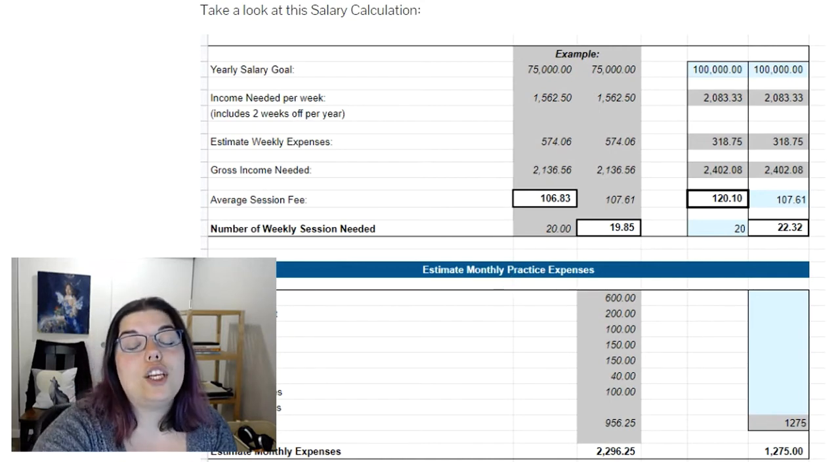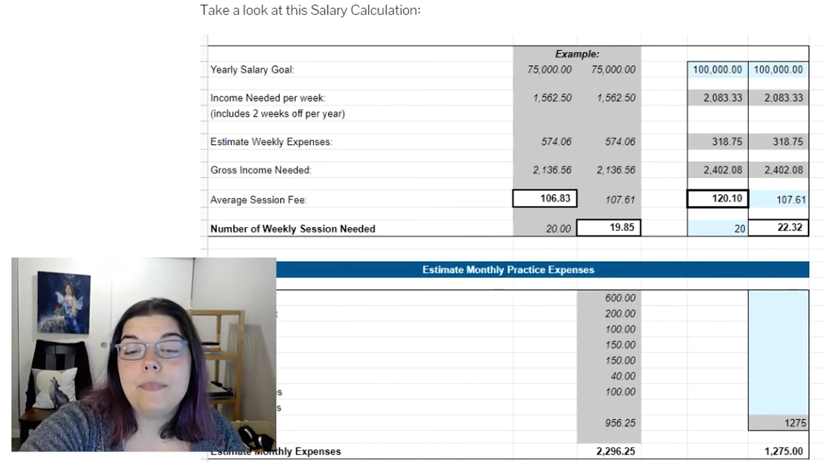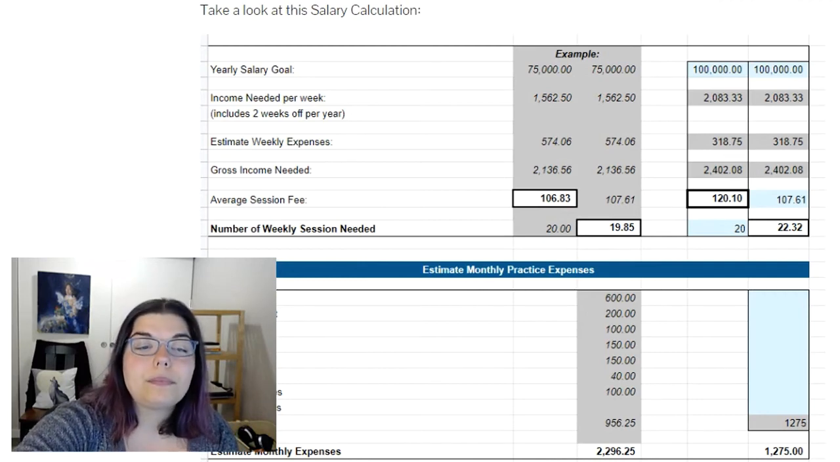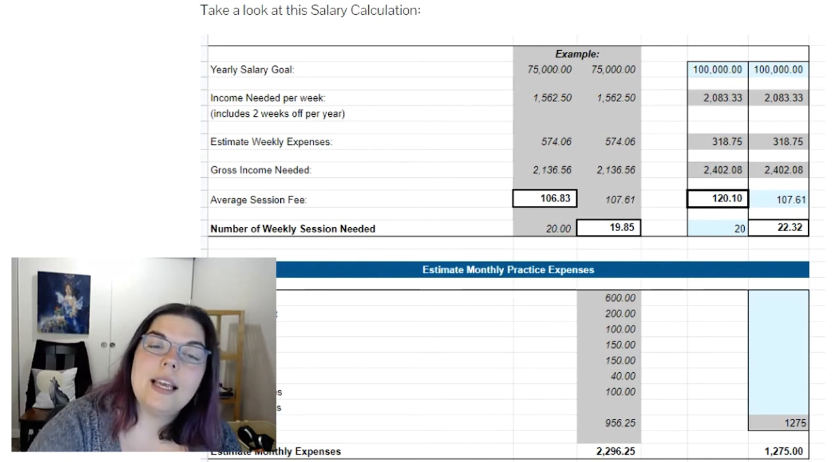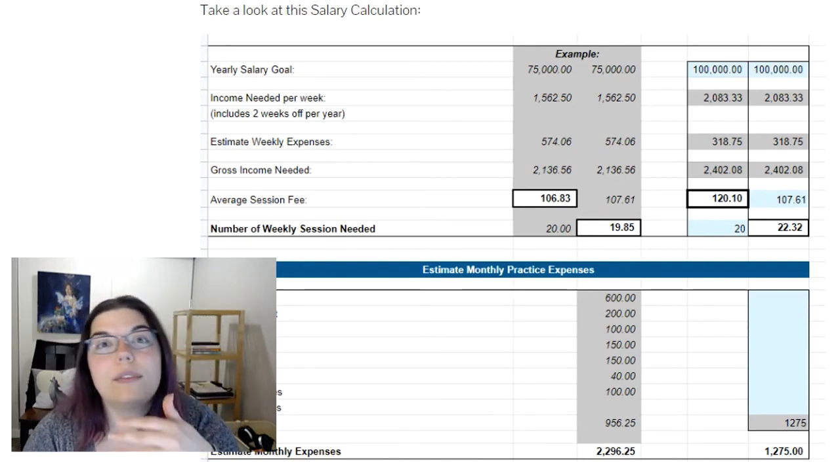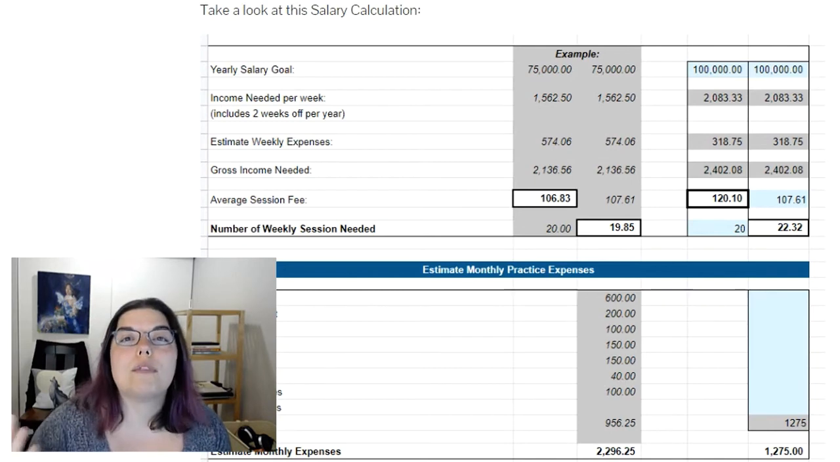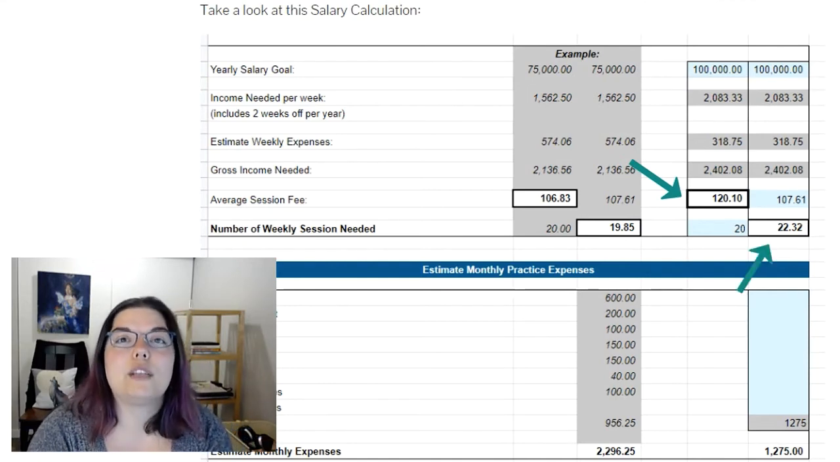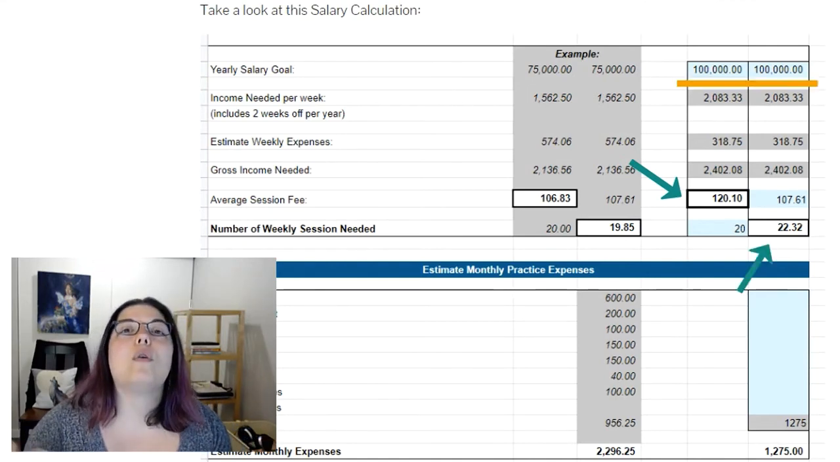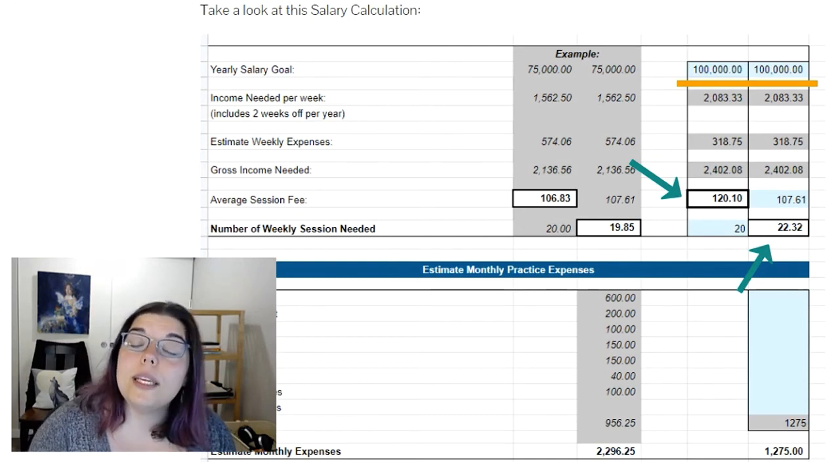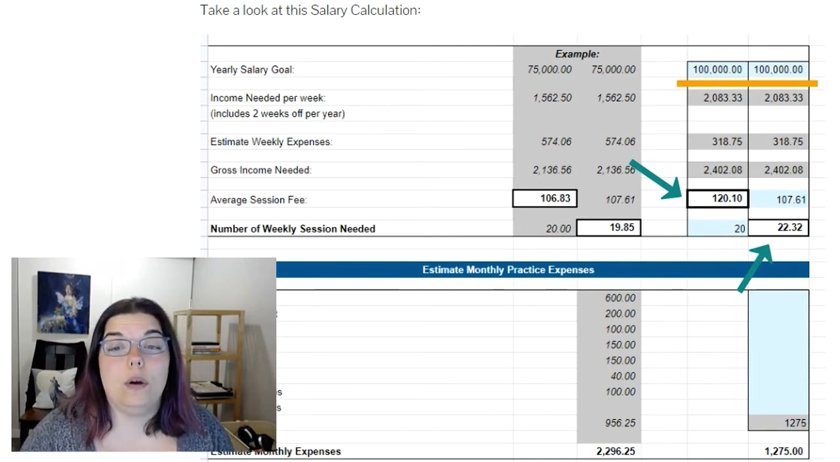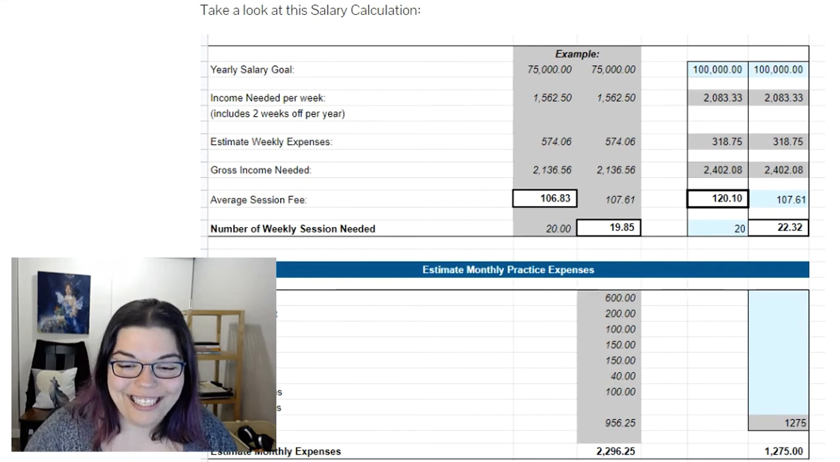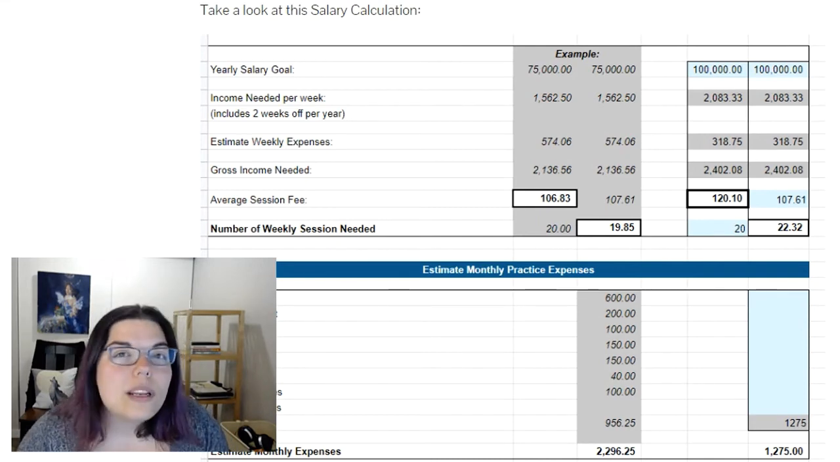Now, if instead you want to make $75K and you know what your weekly expenses are, and you only want to see a certain number of clients, you can then go through and figure it out the opposite way. Because once you know your average session fee, you can then either increase your average session fee or increase your number of sessions, and it has the same effect, which is increasing your income. Now, keeping an eye on your number of sessions per week is important because you don't want to burn out. Burning out is not good, right? So that's one of the things to keep in mind.